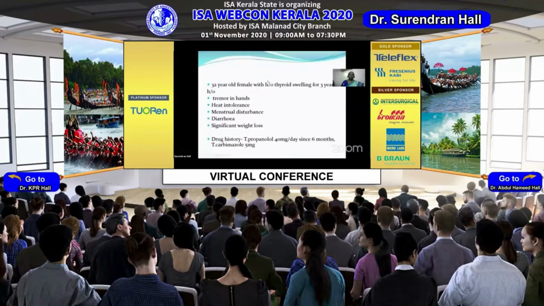Today, we'll be dealing with how to give anesthesia for a retrosternal goiter. Here we have a patient who is 32 years with history of thyroid swelling of 3 years duration. She gives history of tremor in hands, heat intolerance, menstrual disturbance, diarrhea, and significant weight loss. She has a drug history of having taken propranolol 40 milligram per day and carbimazole 5 milligram for the past 6 months.